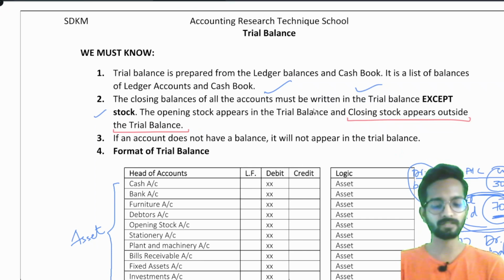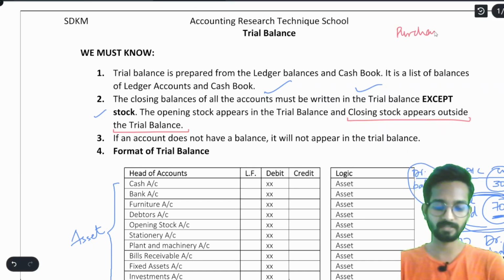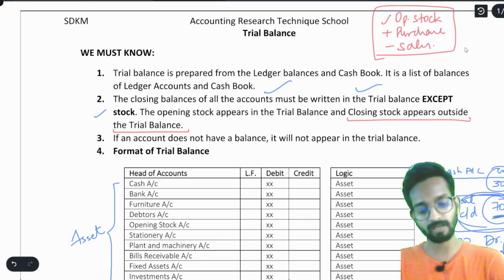Now you will be thinking, sir, why does this happen? See, the logic behind this is, in our trial balance purchases appear. Sales appear. Opening stock is appearing. Remember this thing. Opening stock is appearing, we are adding the purchases, we are removing the sales. The net effect of these three accounts in our trial balance brings us to closing stock only.